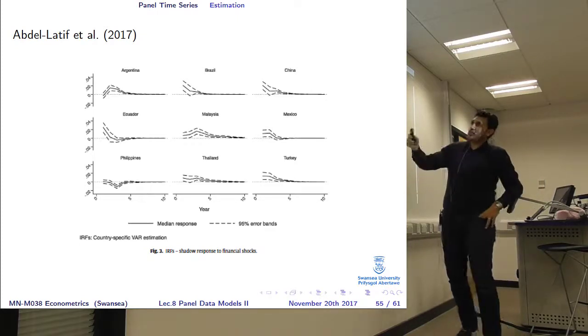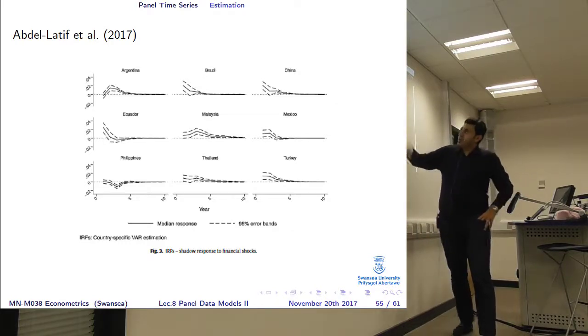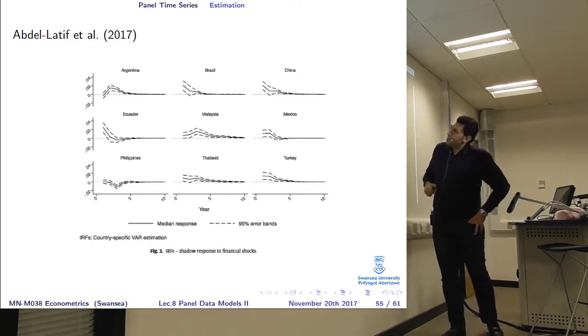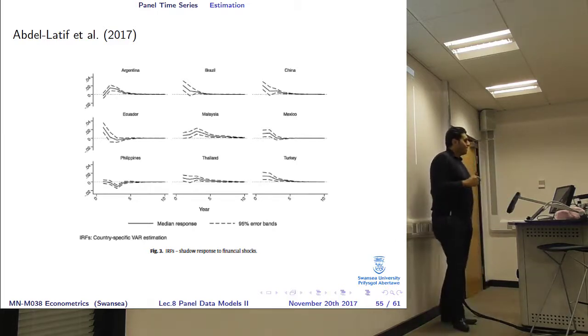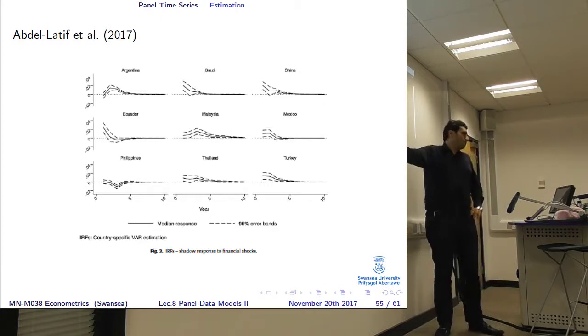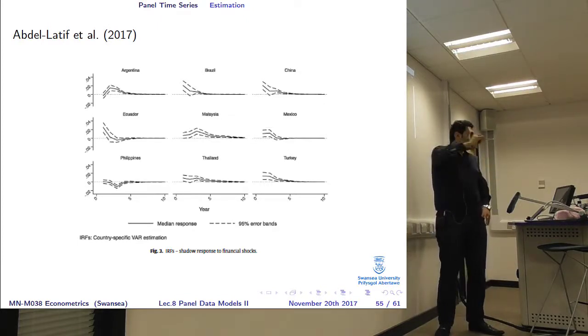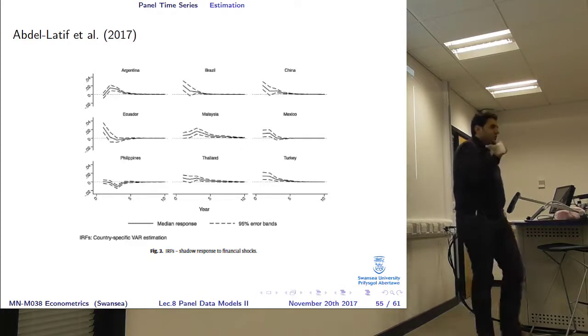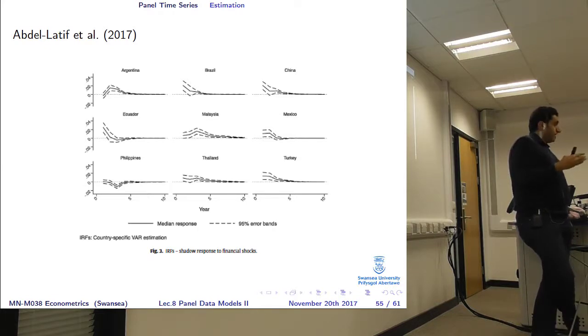These are the impulse response functions for each one of those countries: Argentina, Ecuador, Philippines, Thailand, Malaysia, Brazil, China, I think that was Mexico, and Turkey. The idea here is that there's a positive impact, and it doesn't last forever, it's just temporary. Whenever there's a financial shock or a financial crisis, the shadow economy expands.